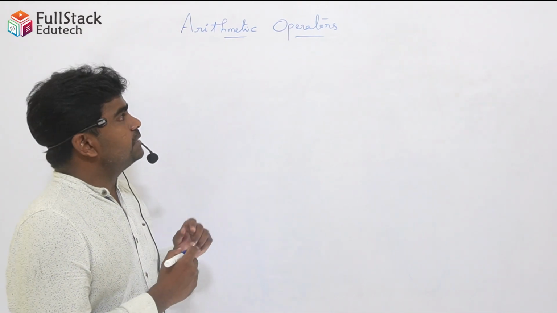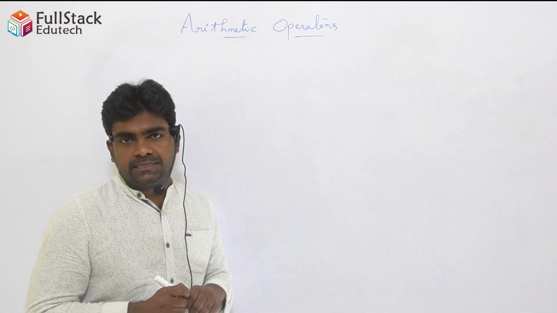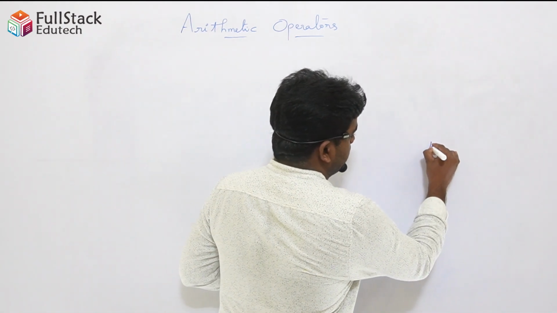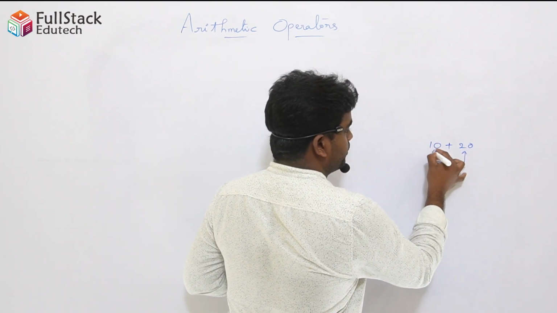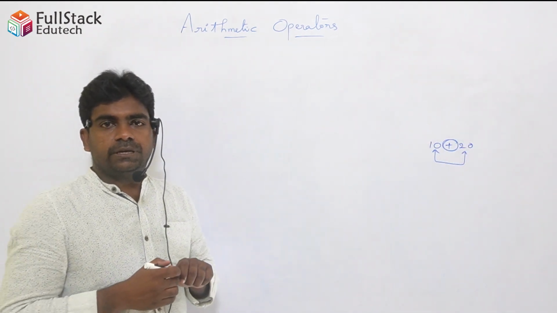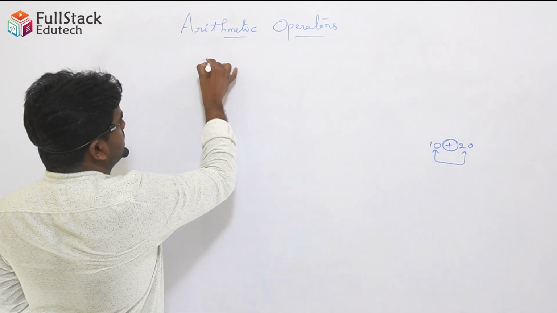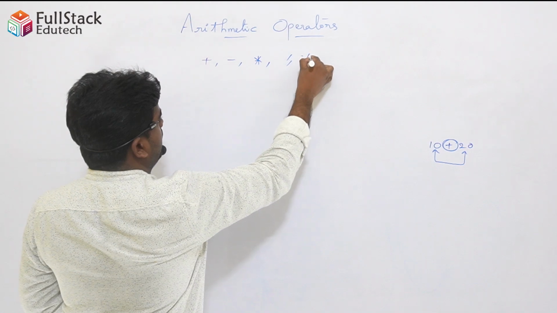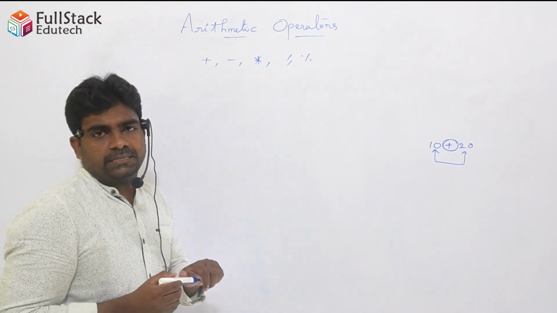Arithmetic operators are used to perform all the arithmetic operations. We know what an operator is. Here it is 10 plus 20. This is called the operand, and this is called the operation. We are doing an addition operation. In the same way, there are 5 arithmetic operators: plus, minus, multiplication, division and mod. These are the basic operations we can do easily.